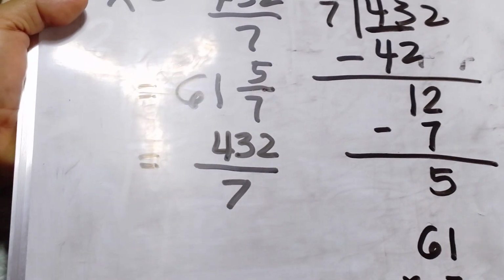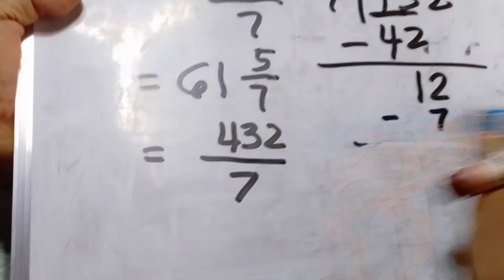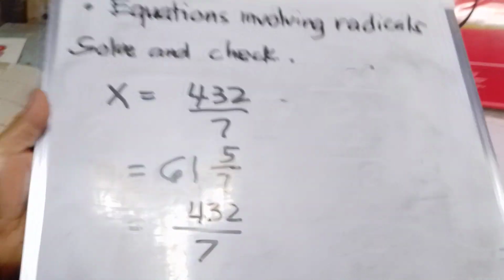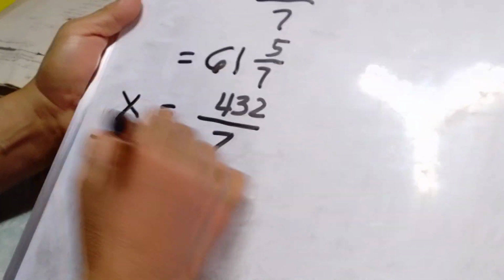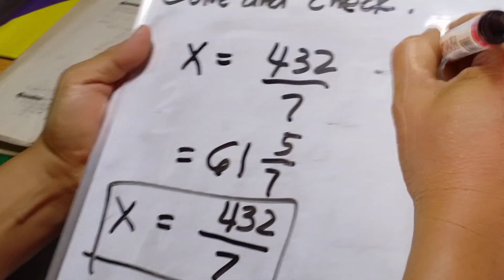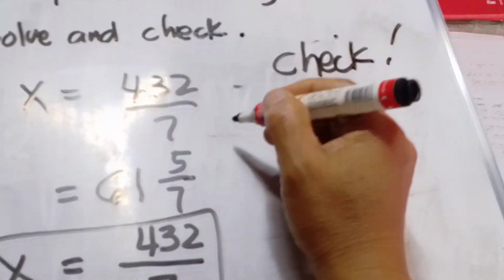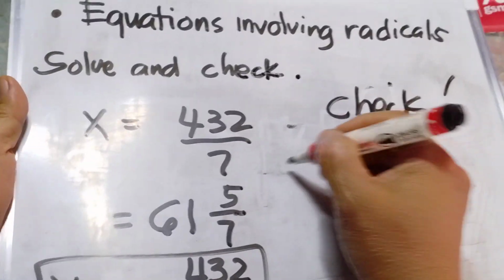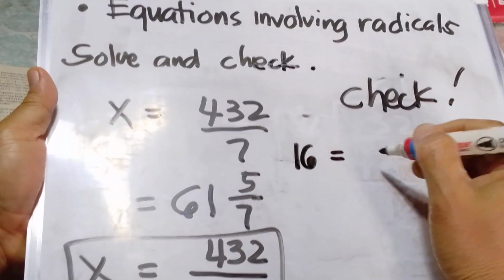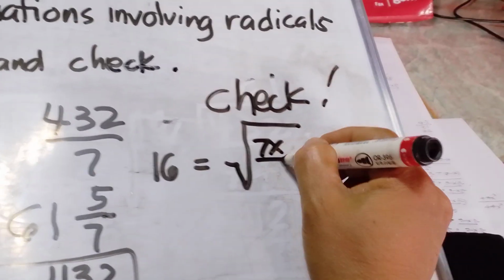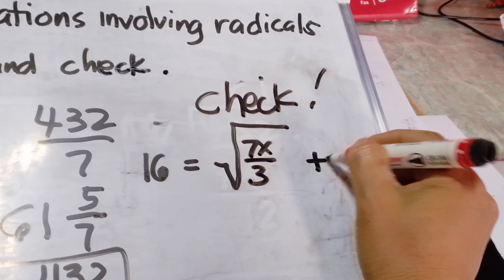Okay? Since this is 432 over 7, the same as what I get in here, so I need to check if this is correct. So, the given equation is 16 equals square root of 7x over 3 and then plus 4.